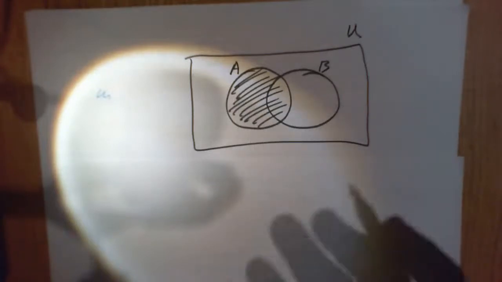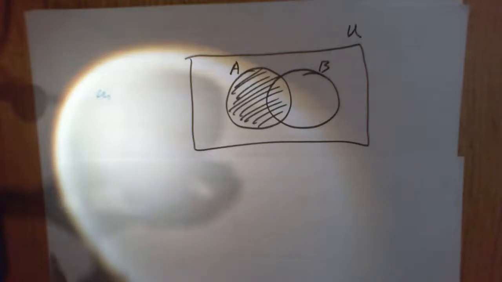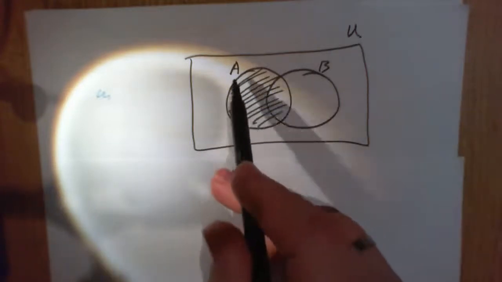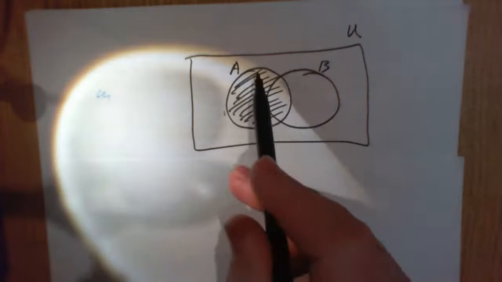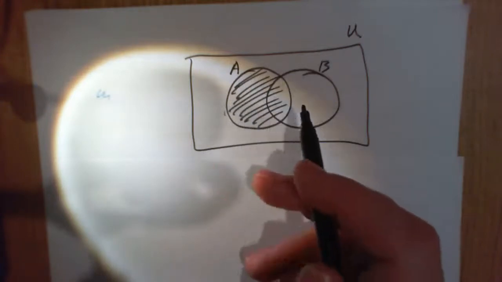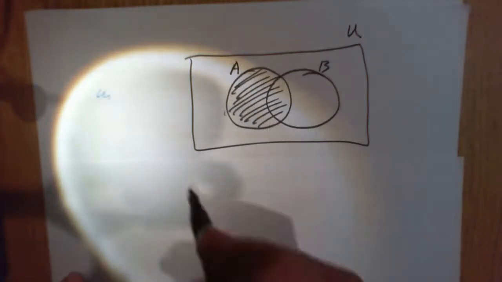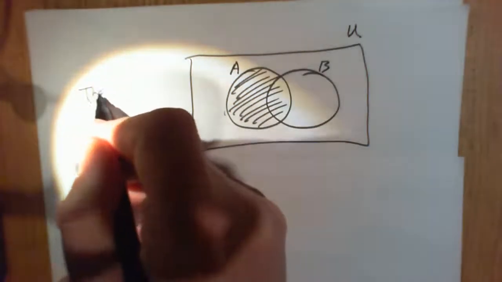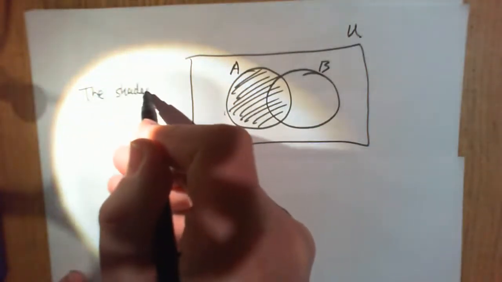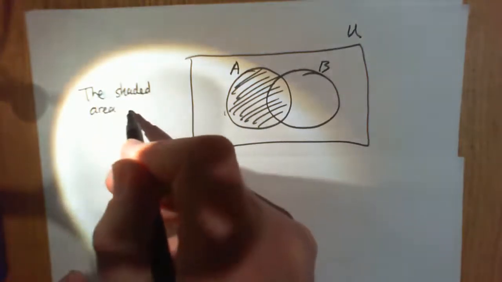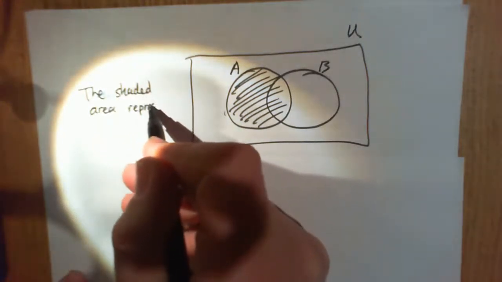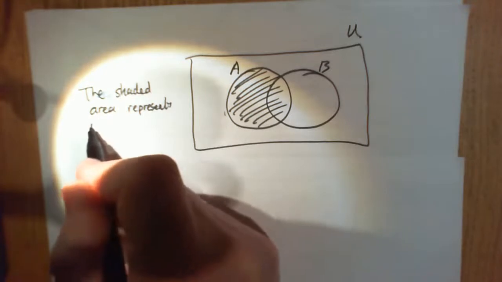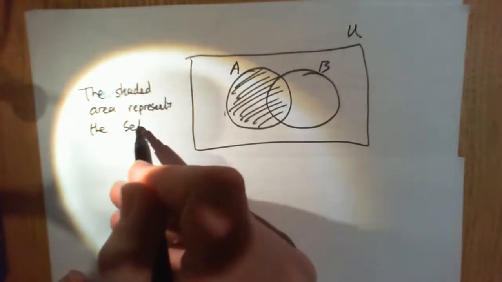In order to describe the shaded area, we just look and see what's shaded. In this case, the entire Venn diagram that represents A is shaded. So in this case, the shaded area would be the set A. Represents the set A.